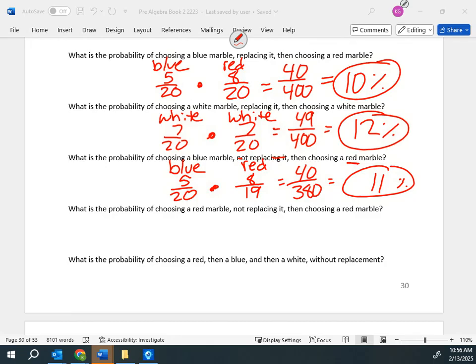Now, do you see all the work that I'm doing on my board? What should I see on your paper? Should I just see percentages? Good, I like that you're showing your work. We don't just put the answer, right? We show our work.